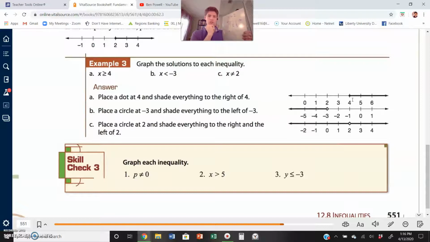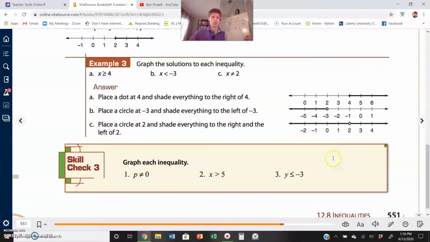Now is it going to be open or closed? We don't have the line underneath, so it's going to be open. And this means every other number but 2. So it's going to be all the numbers less than it, all the numbers greater than it. It's every single number except for 2. That's why there's an open dot, because 2 is not included.